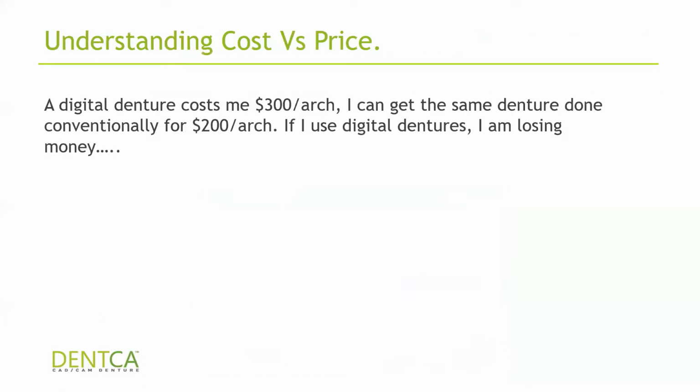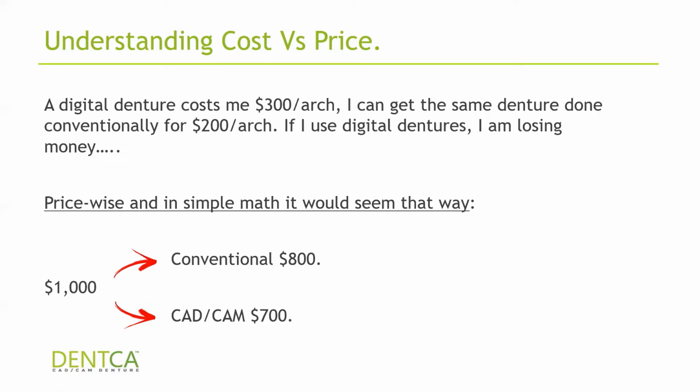So going a little bit more into detail, a lot of people, if we assume that a digital denture is going to cost somebody $300 an arch, many people tell me this, okay, so digital costs me $300 an arch. I can get the same denture done conventionally for $200 an arch. So if I'm using digital dentures, I'm actually losing money. And looking at the numbers and the math, it would seem that way. If you're charging about $1,000 for a denture, and the laboratory costs you $300 an arch, then your profit is $700 for CAD/CAM and $800 for conventional.